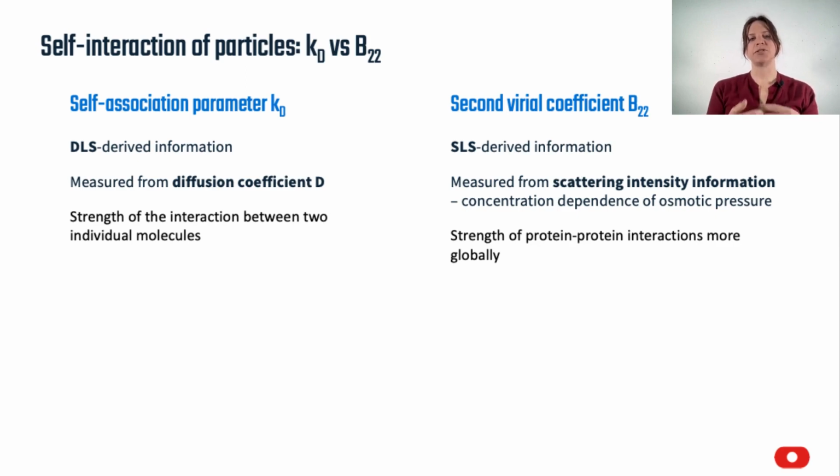KD is a measurement of the dissociation constant, that is, the strength of interaction between two molecules, in this case, two identical biological molecules in solution. A lower KD value indicates stronger attraction between molecules and is therefore less desirable. B22 derives from concentration dependence of osmotic pressure, which informs on the strength and the nature of protein-protein interactions more globally. A negative B22 indicates attractive interactions and should be avoided.